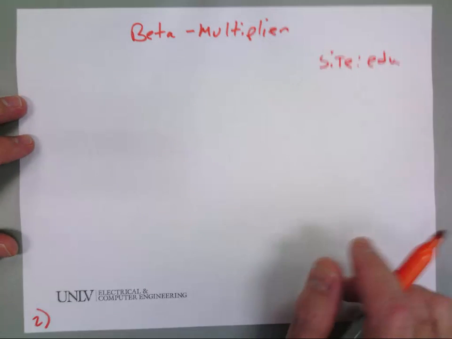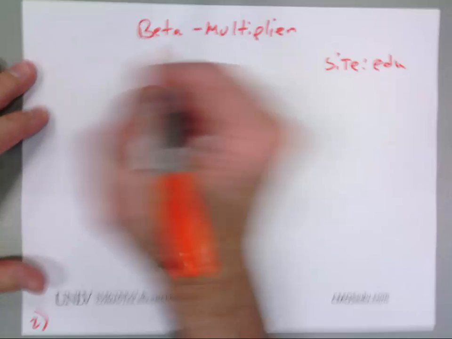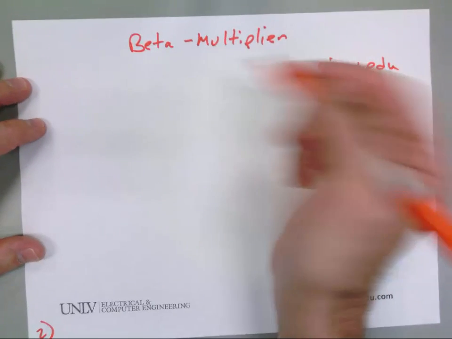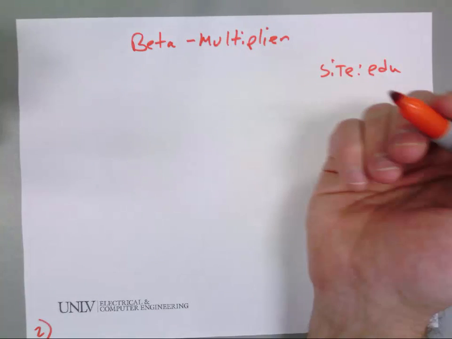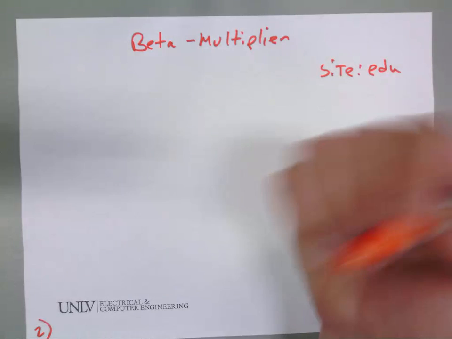Anyway, so let's sketch the beta multiplier. I'm going to do this a little bit differently, but again, I might ask you a problem on this. I'm going to go into a little bit more depth this time because we're going to use this circuit through the rest of the semester.